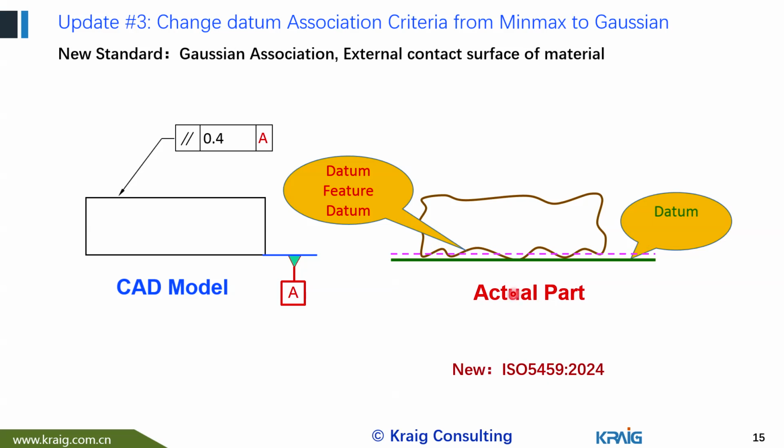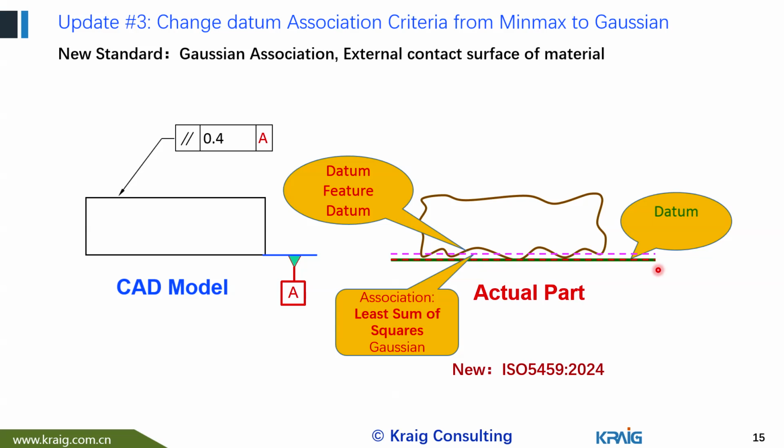Okay, the new standard, how to find the datum? The new standard uses a different formula. We call this formula least sum of squares. We are going to use the least sum of squares to find the center plane, and then offset to the external surface. So it looks like it's hard to understand. What's the exact difference here?